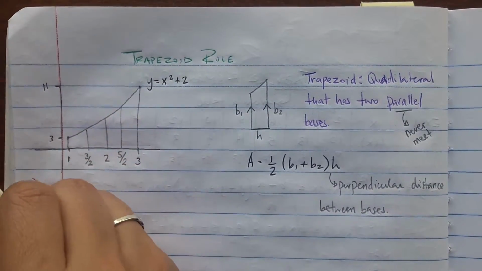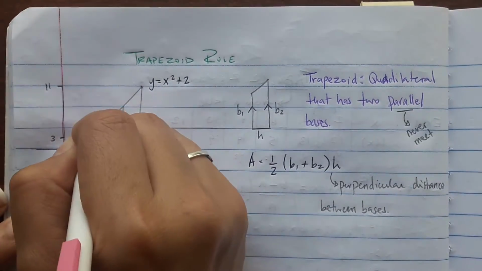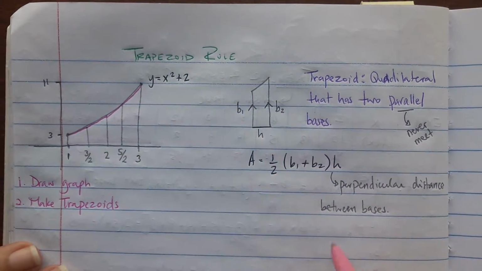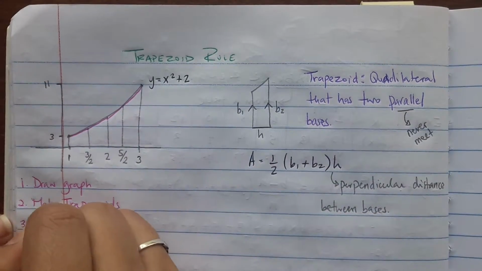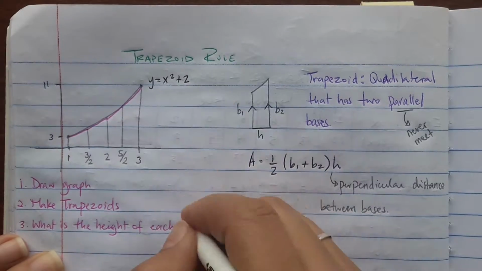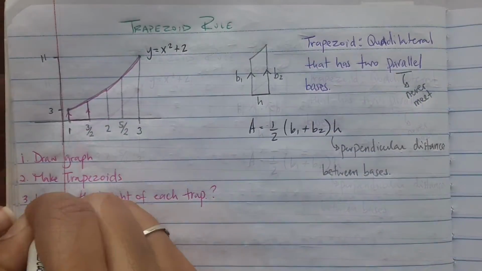So number 1, draw a graph. We've done that. Number 2, make the trapezoids. Okay, so we make the trapezoids. They look like this, just like that. Yep. Alright, then number 3 is what is the height of each trapezoid? Before we were saying what is the base, but remember in this case the height is now the bottom, or what looks like the bottom anyway here. So what is the height of each trapezoid?